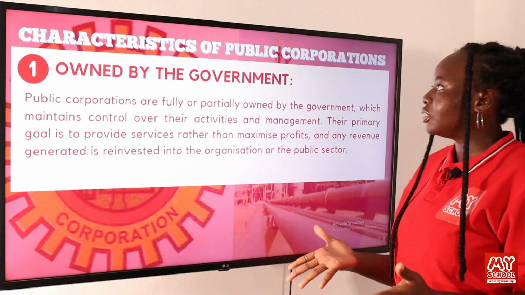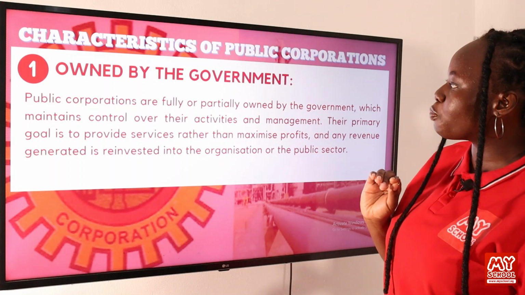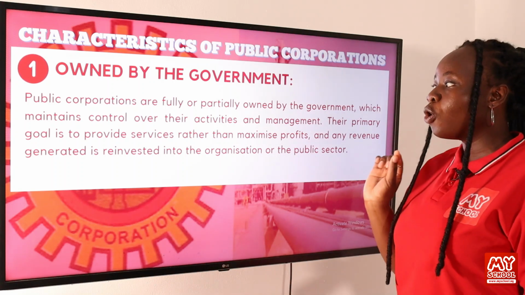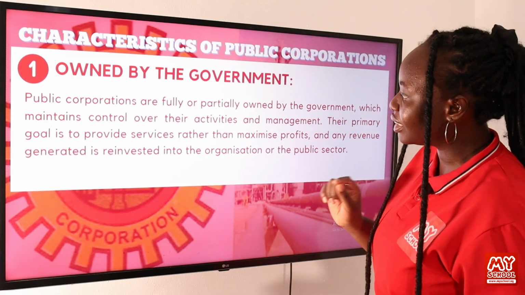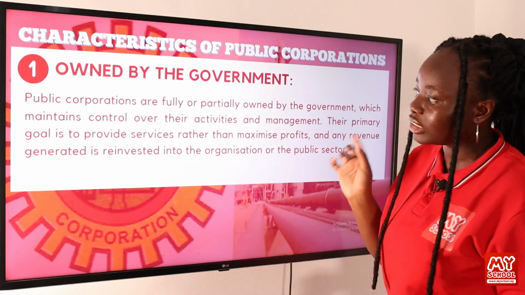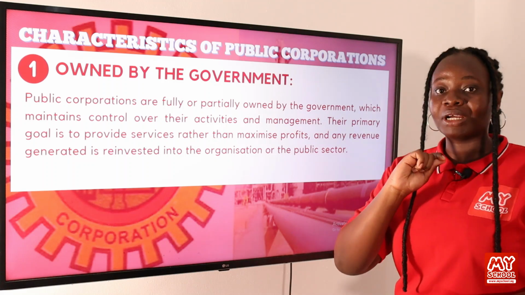Alright, what are the characteristics of public corporations? One of them is that they are owned by the government. Public corporations are fully or partially owned by the government, which maintains control over their activities and management. Their primary goal is to provide services rather than maximize profits, and any revenue generated is reinvested into the organization or the public sector. So they are owned by the government.